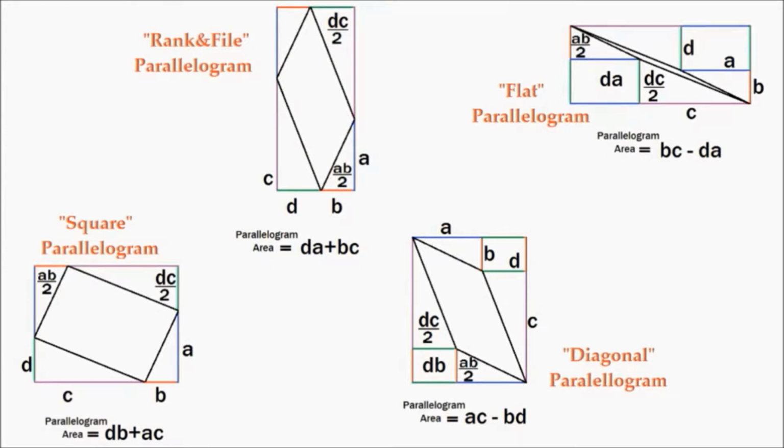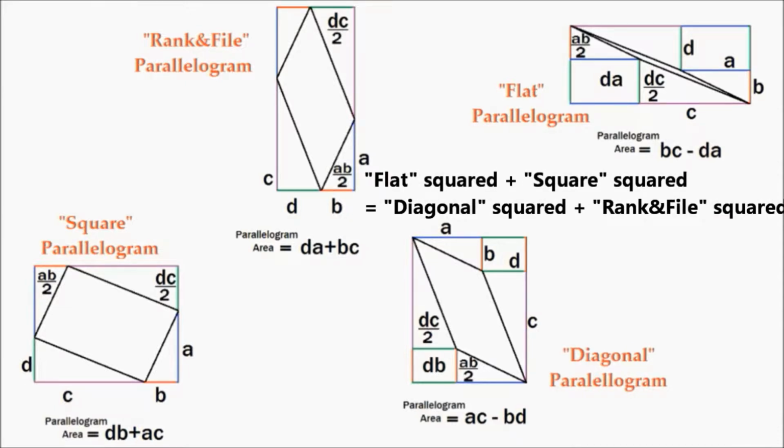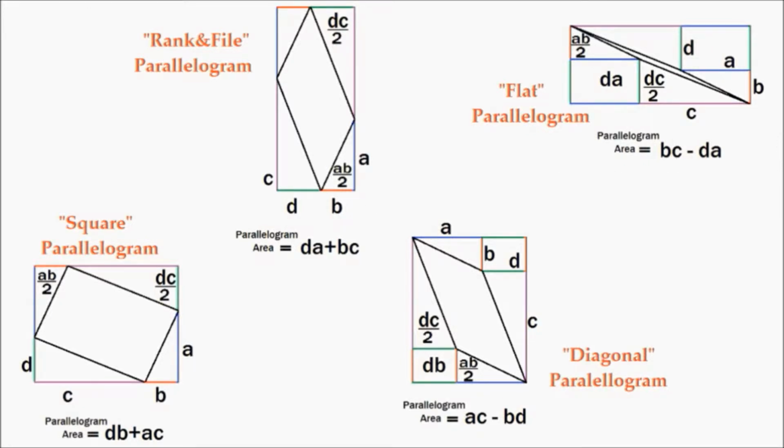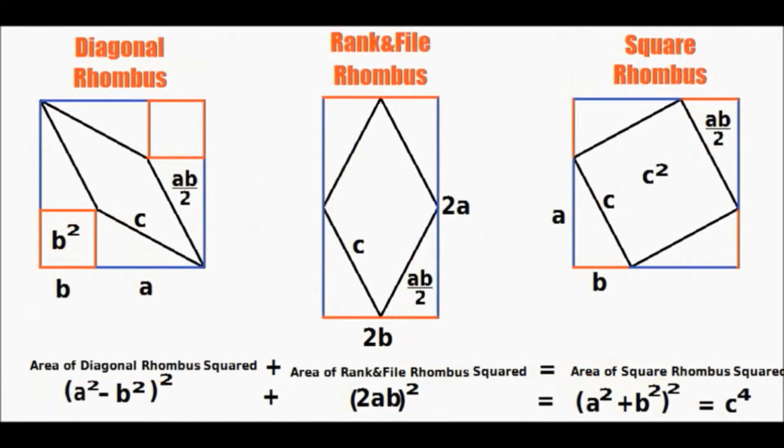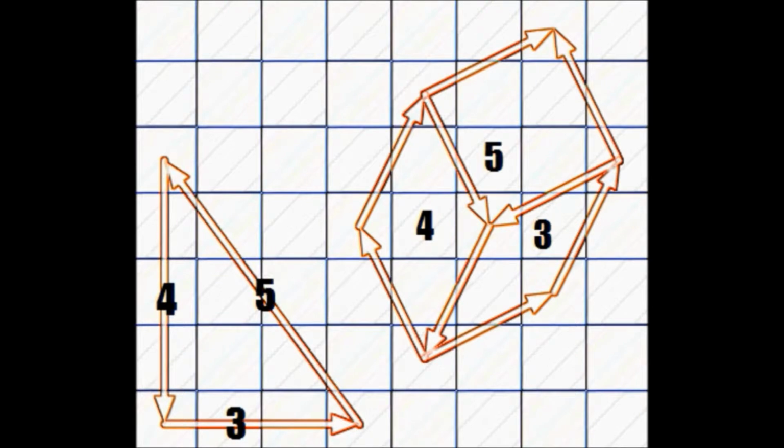Even though it's not really a square, we can refer to the parallelogram types based on their corresponding rhombus types. The square of the flat parallelogram plus the square of the square parallelogram is equal to the square of the diagonal parallelogram plus the square of the rank and file parallelogram. When studying rhombus pieces, there were only 3 types of rhombuses, and their areas corresponded to the sides of a right triangle along with the double angle formulas.